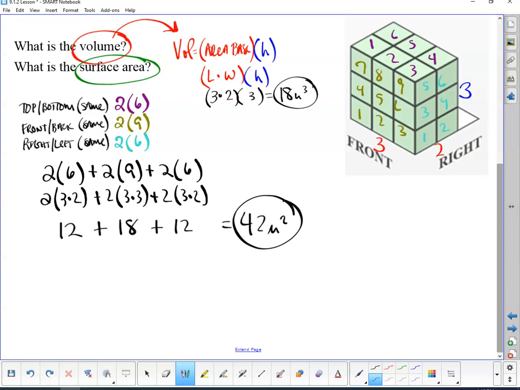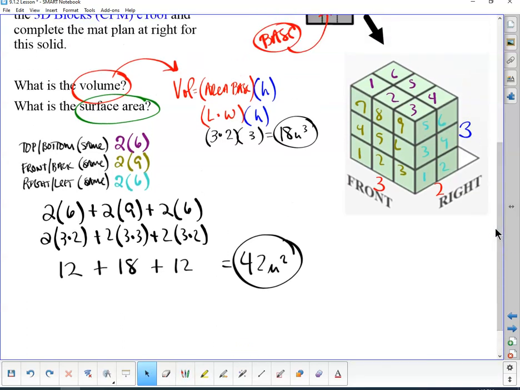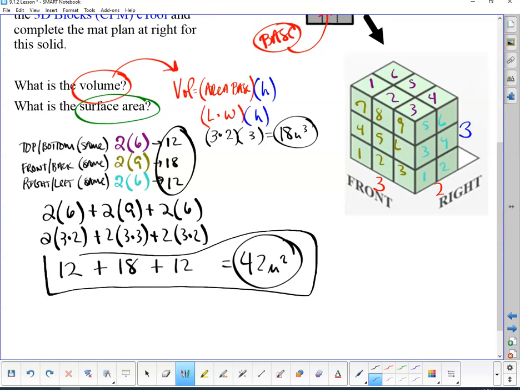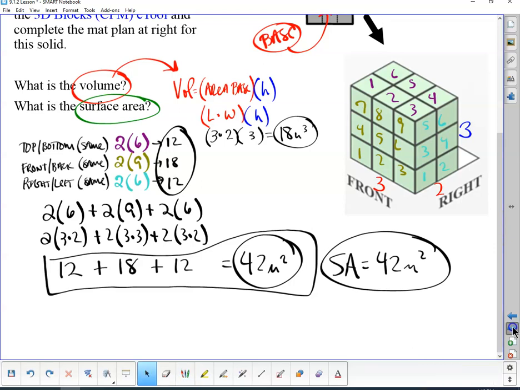And there we go. So that's how you find the surface area. So let's just double check this. This becomes 12, this is 18, and this is 12. So there you go. So that's the surface area. And surface area is squared, volume is cubed, not a big deal.